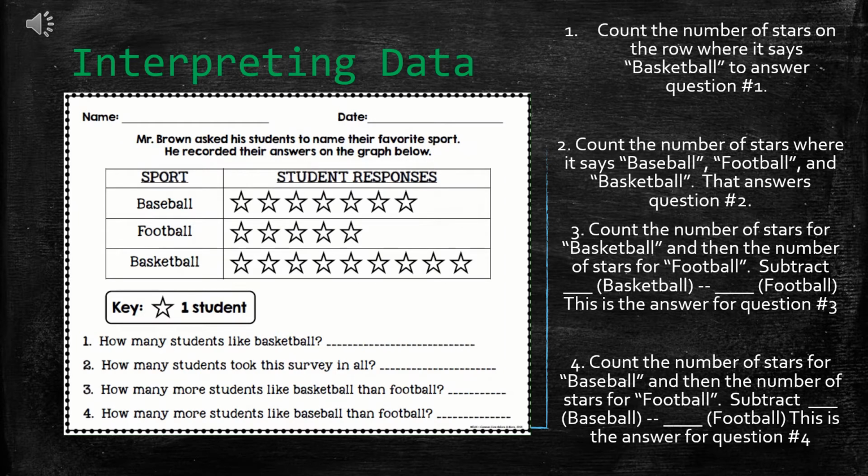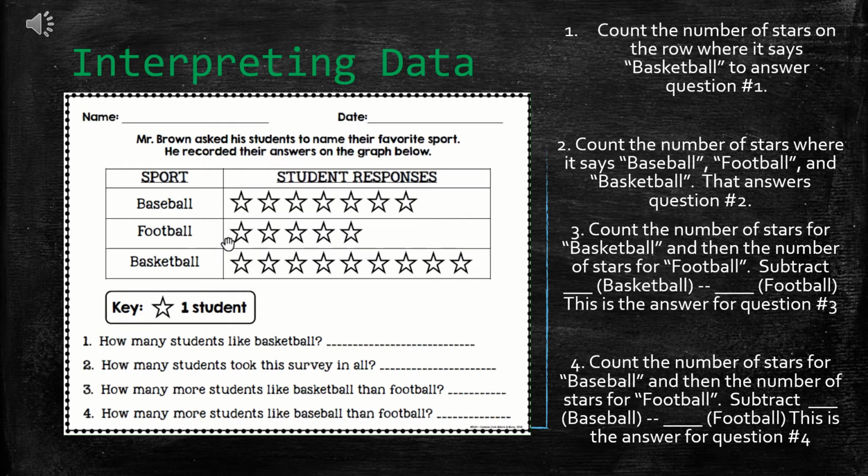Boys and girls, today we're looking at interpreting data. So the graph has already been created for us. We just have to answer questions about the data that is in the graph. So this says, Mr. Brown asked his students to name their favorite sport. He recorded their answers on the graph below. So here you see the sports are baseball, football, and basketball, and the student responses are with stars. So 1 star equals 1 student.